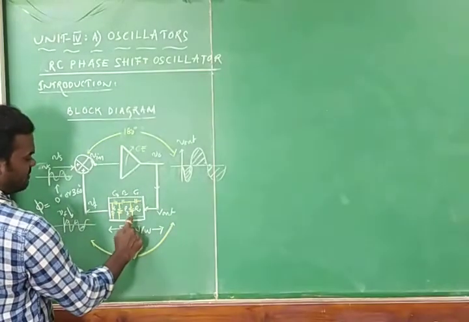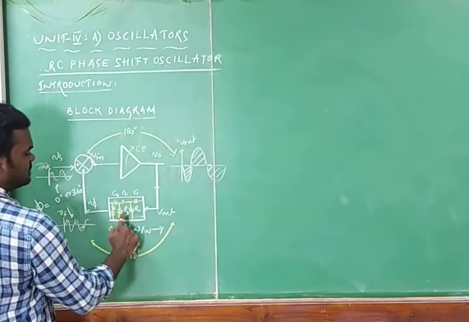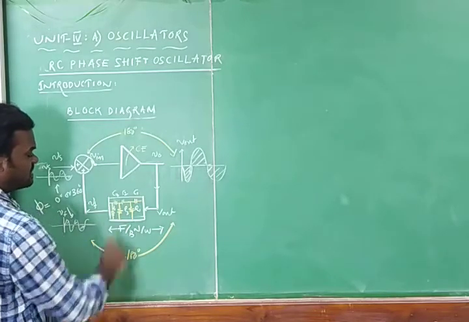Here, three pairs of resistor and capacitor, that means: this is resistor 1 and capacitor 1, this is one pair. Resistor 2 and capacitor 2, this is the second pair. Resistor 3 and capacitor 3, this is the third pair.